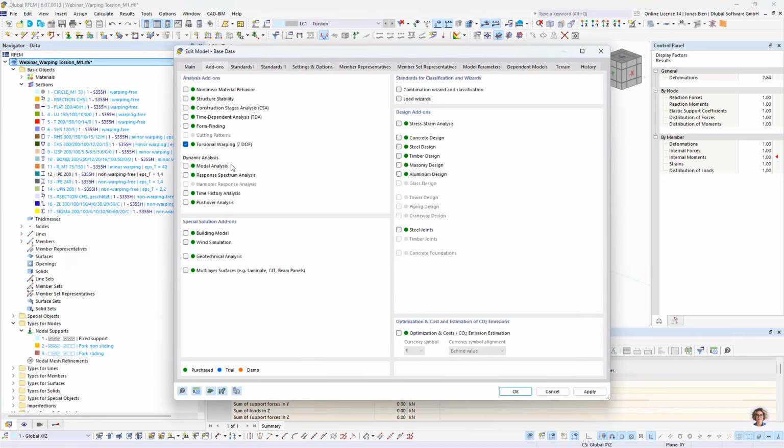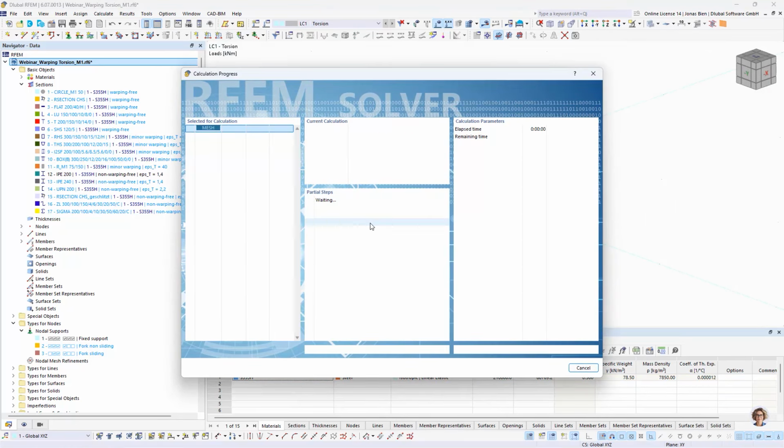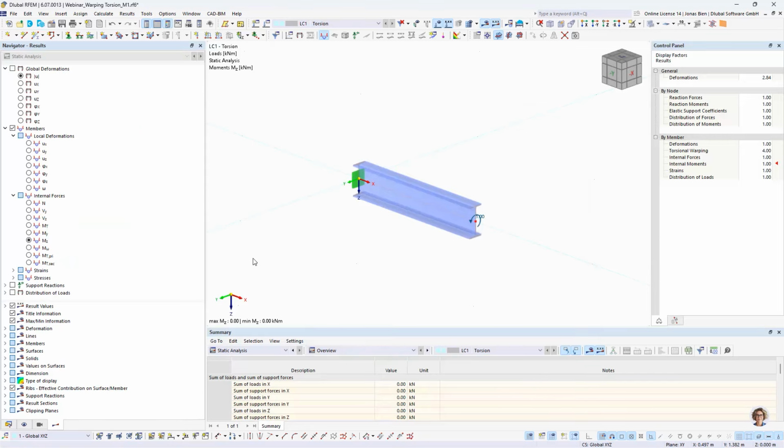All right, so now actually let's add the 7th degree of freedom. Therefore, we just go to the base data of the model, go to the add-ons tab, activate the torsional warping add-on and run the simulation again. And let's see if we see any difference here. We already see in the result quantities, we have now a 7th degree of freedom, the warping degree. We can actually show this warping degree of freedom and the value it has. Actually, it's not 0, so it seems that something happened.